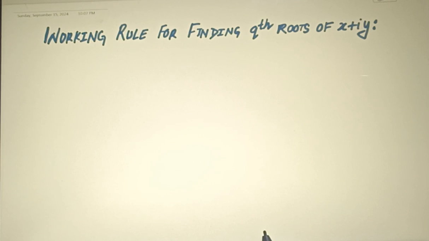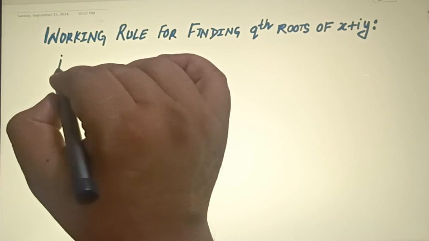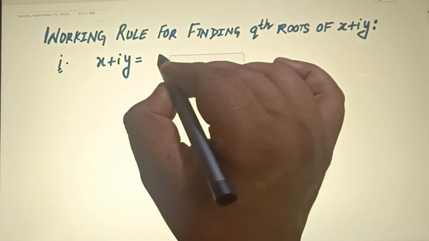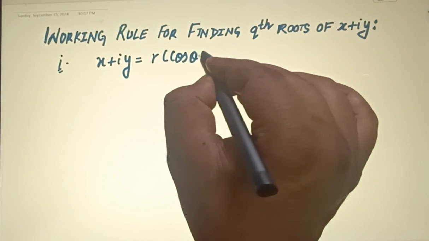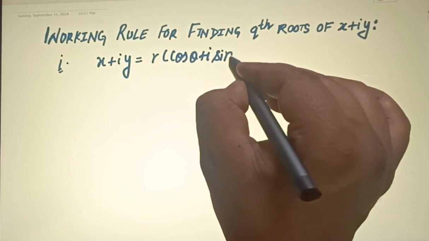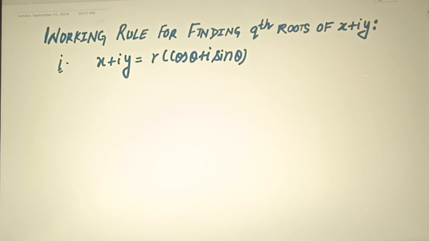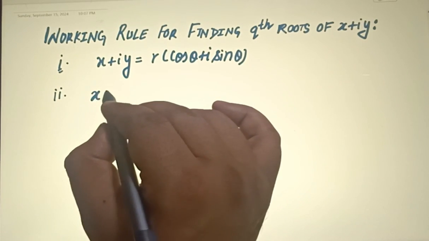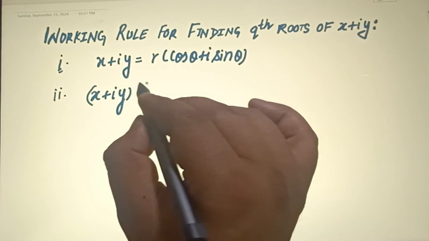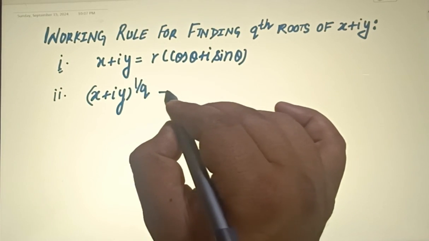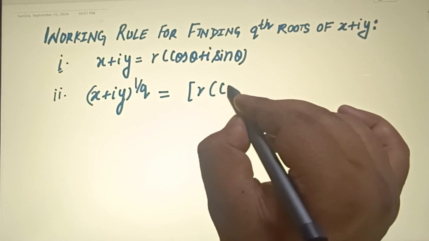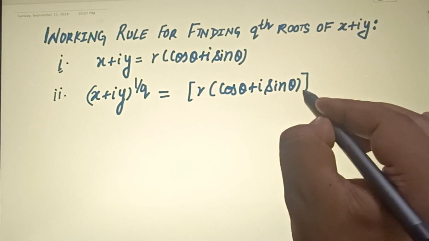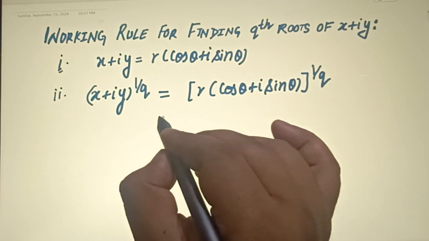So what is the first step? In the first step we write x plus iota y equals r cos theta plus iota sin theta. That means consider your given complex number in polar form. Then in the second step, for the qth roots of x plus iota y, you need to write r cos theta plus iota sin theta to the whole power 1 by q.